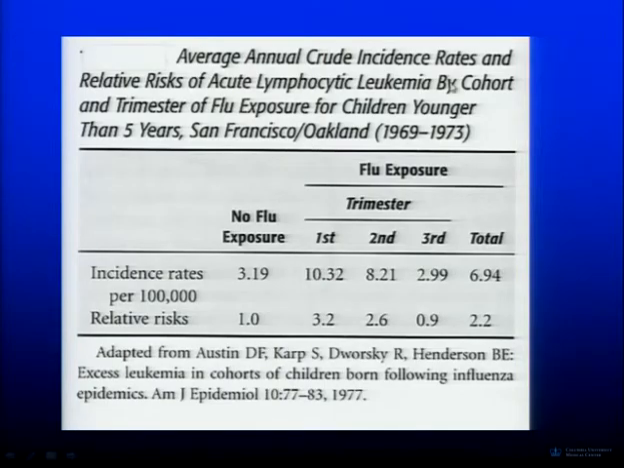So this is the crude incidence rates and relative risk of acute lymphocytic leukemia by a group of women based on the trimester of flu exposure for children younger than 5 years. There was a high relative risk for children who were in utero during a flu outbreak during the first and second trimester. If you look here, the incidence rates and relative risks are very high, 3.2 and 2.6, much higher than later. So it looks like if you're exposed during these first 2 trimesters that you might be concerned.